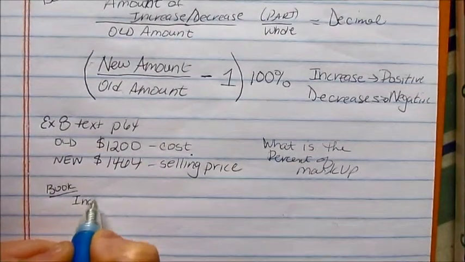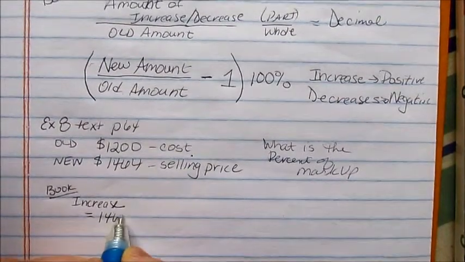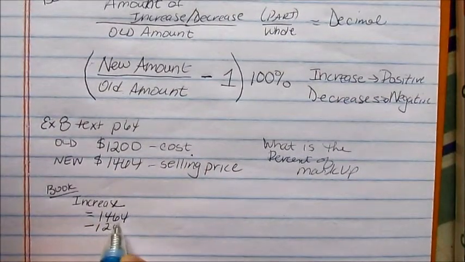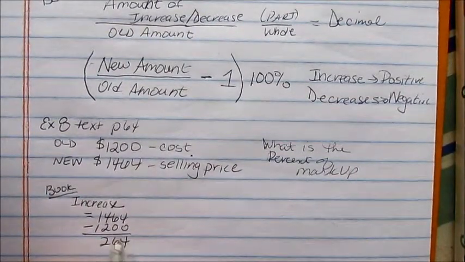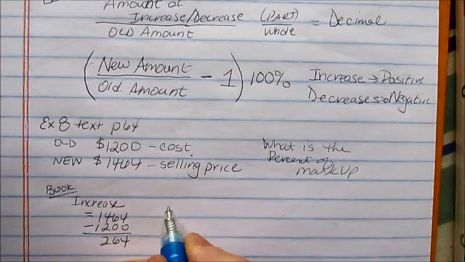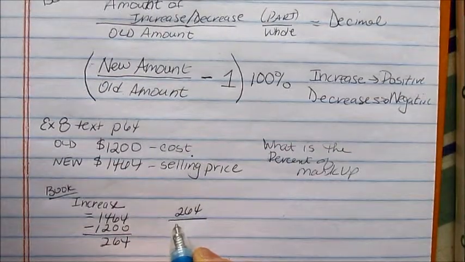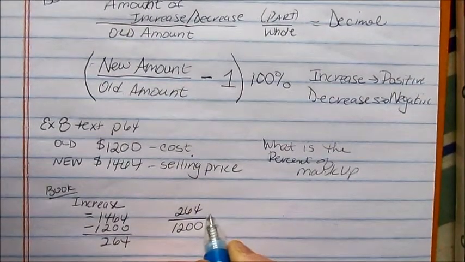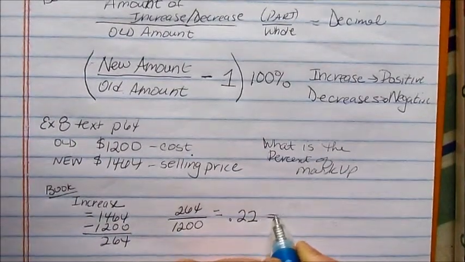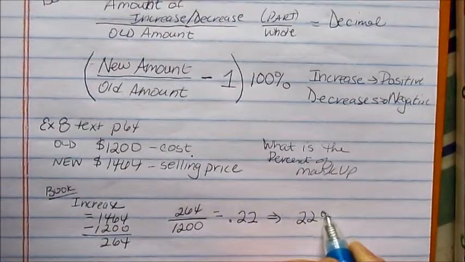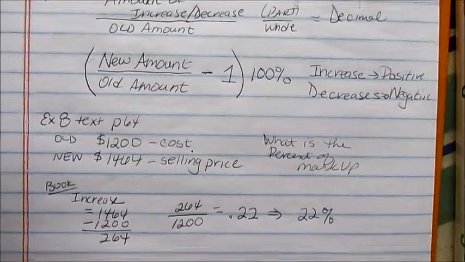The increase is $1,464 minus $1,200, and you get $264. The percent increase is $264 divided by the old amount, $1,200, which gives you 0.22. We report that as a percent, which is 22%. It's positive. You got to recognize that it's an increase.